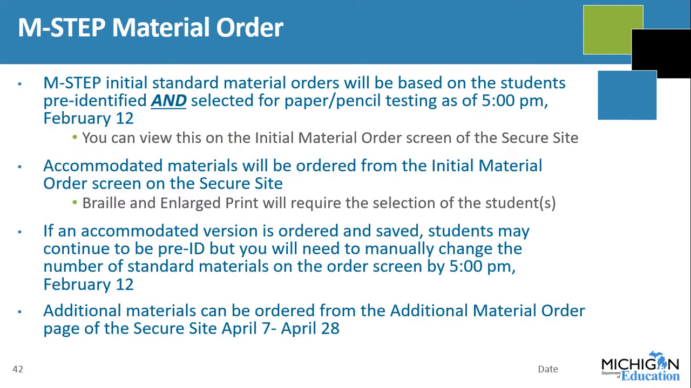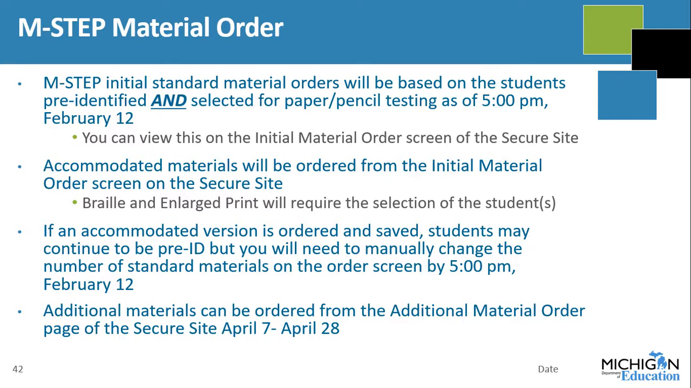The M-STEP initial standard materials will be based on the students that are pre-identified by 5 p.m. on February 12th and that are marked as paper and pencil testing. Remember on slide 21, I showed you how to mark an M-STEP student as taking the paper and pencil test rather than online. You can order accommodated versions of the test from the initial material order page on the secure site. If you are ordering Braille or enlarged print, you will be required to select the student that will be using the Braille or enlarged print.